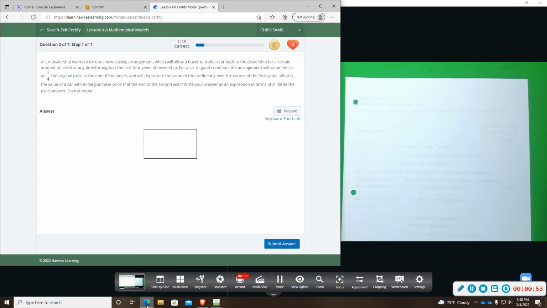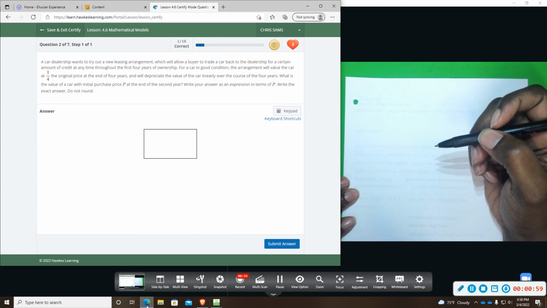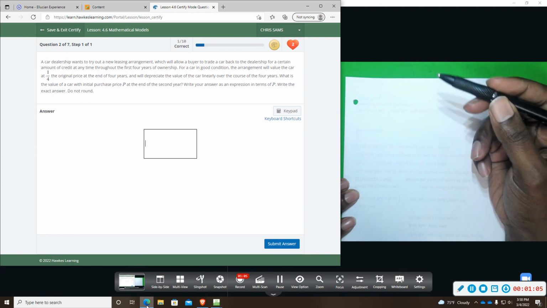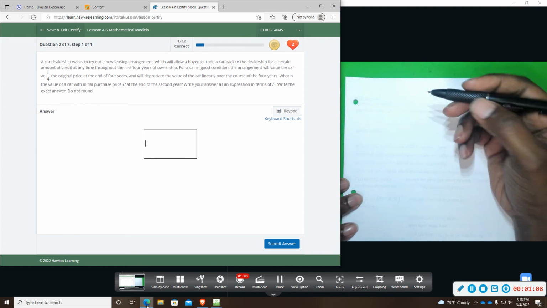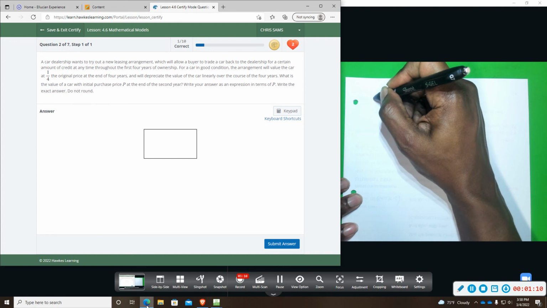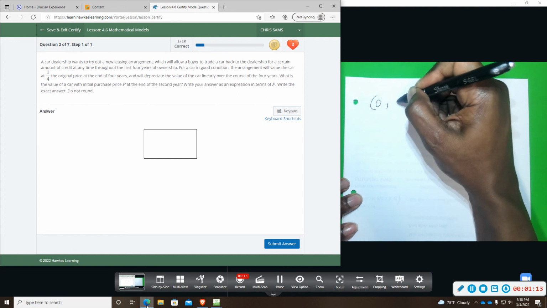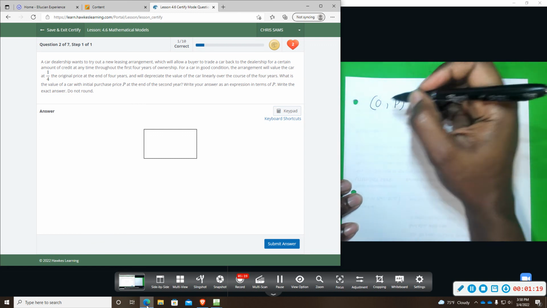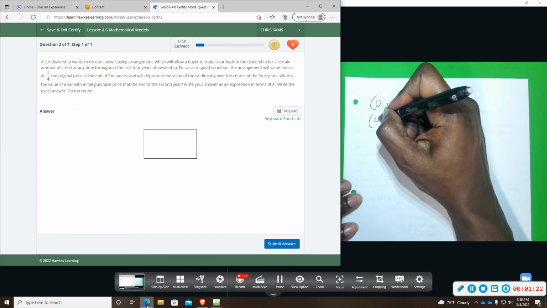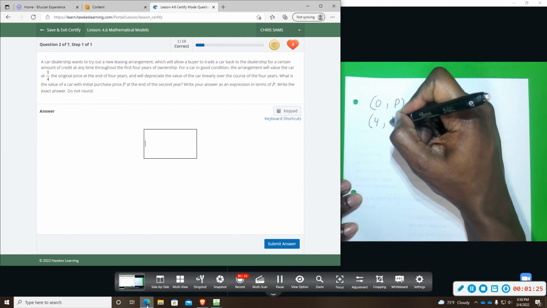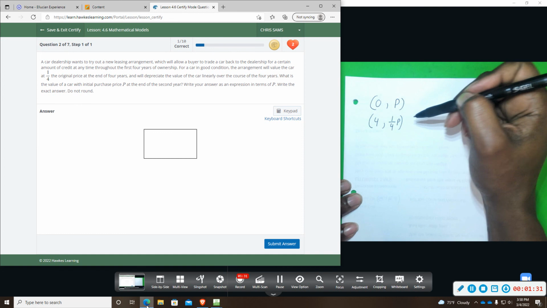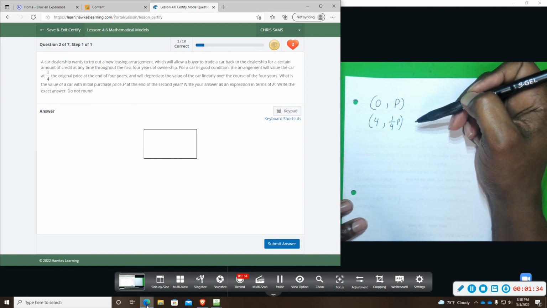Okay, so when they want a linear equation, we have to think about what we need to make it linear, and we need at least 2 points. And you're given 2 points, you just have to understand that you have 2 points. The 2 points you're given are year 0 and the initial value of the car, or the initial price, which we'll call P. And then after 4 years, the car will be valued at 1/4 its value. So we'll use these 2 points and we'll come up with the slope.